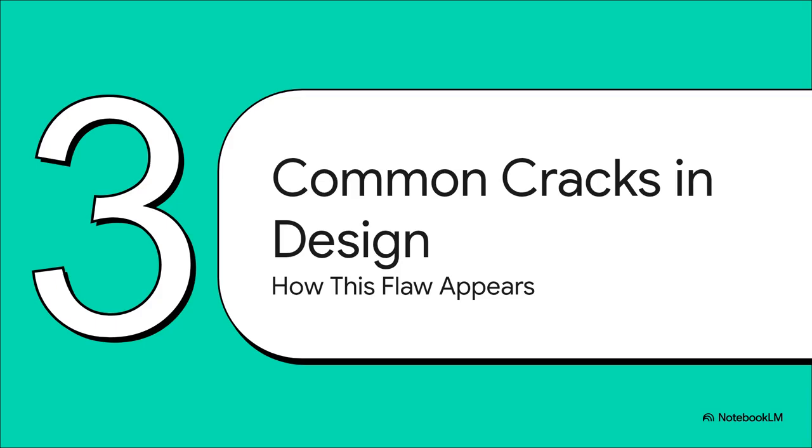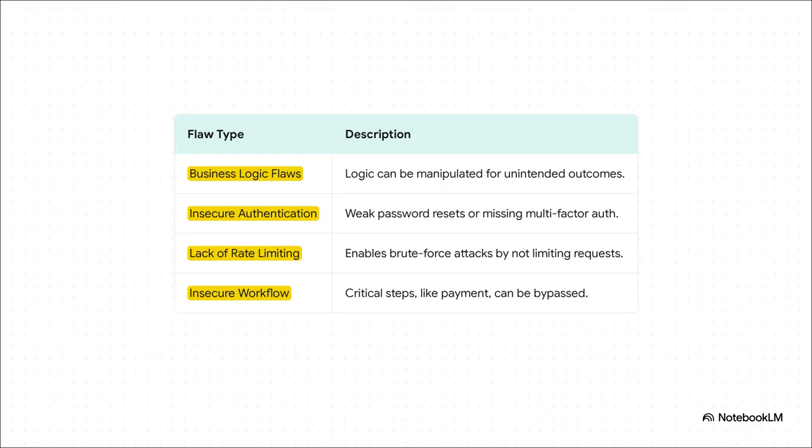So you might be wondering, how does this kind of thing actually show up in the wild? I mean, this isn't just a problem for giants like Twitter. These insecure design flaws are everywhere, and they usually pop up in a few predictable ways. So the source material breaks them down into a few main types. You've got business logic flaws. That's where you can basically trick the app's own rules to do something they shouldn't. Then there's insecure authentication. Think super weak password resets or not having multi-factor authentication. A big one is a lack of rate limiting, which just throws the door wide open for brute force attacks. And then there are insecure workflows, where you can literally just skip past critical steps, like, say, the payment page.